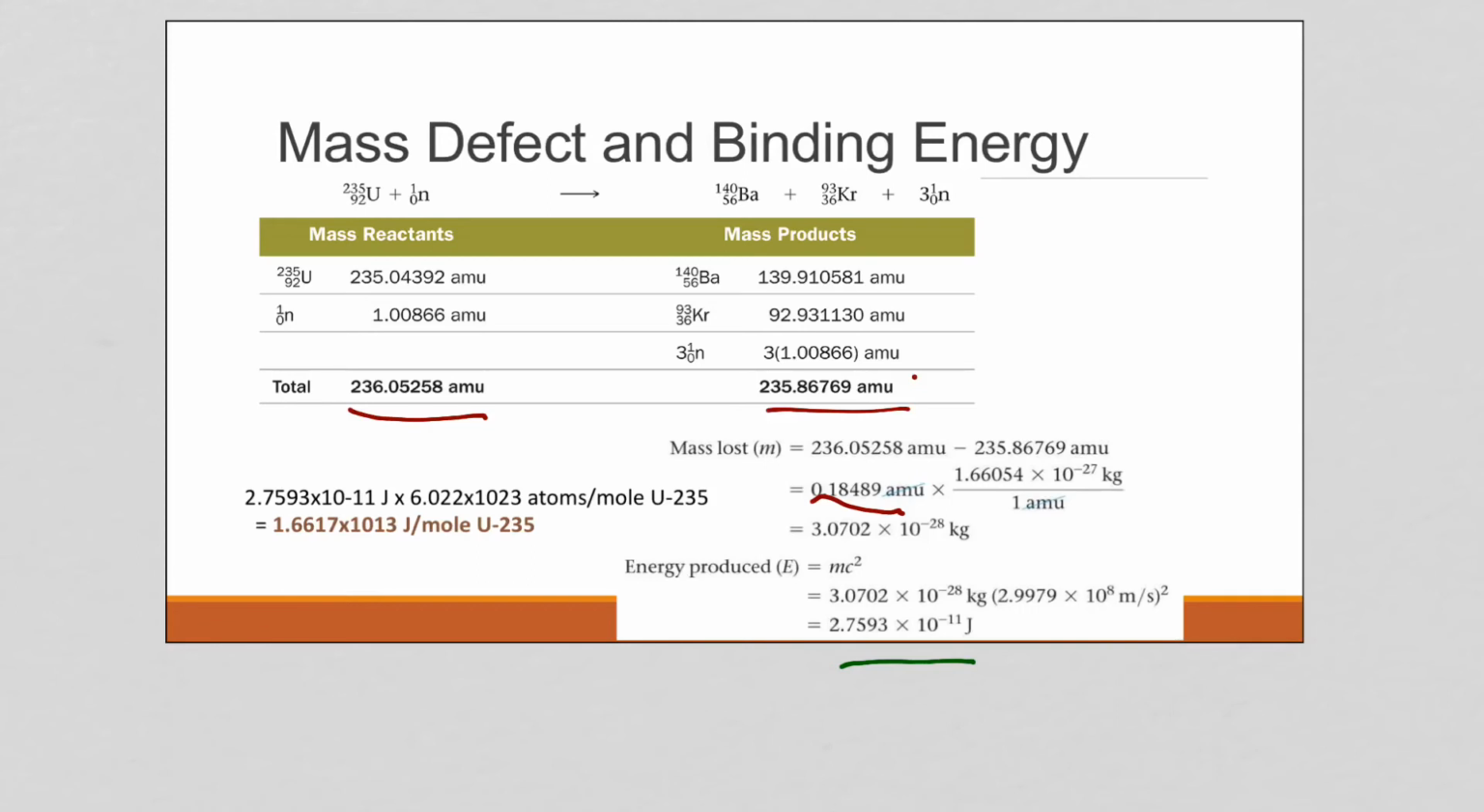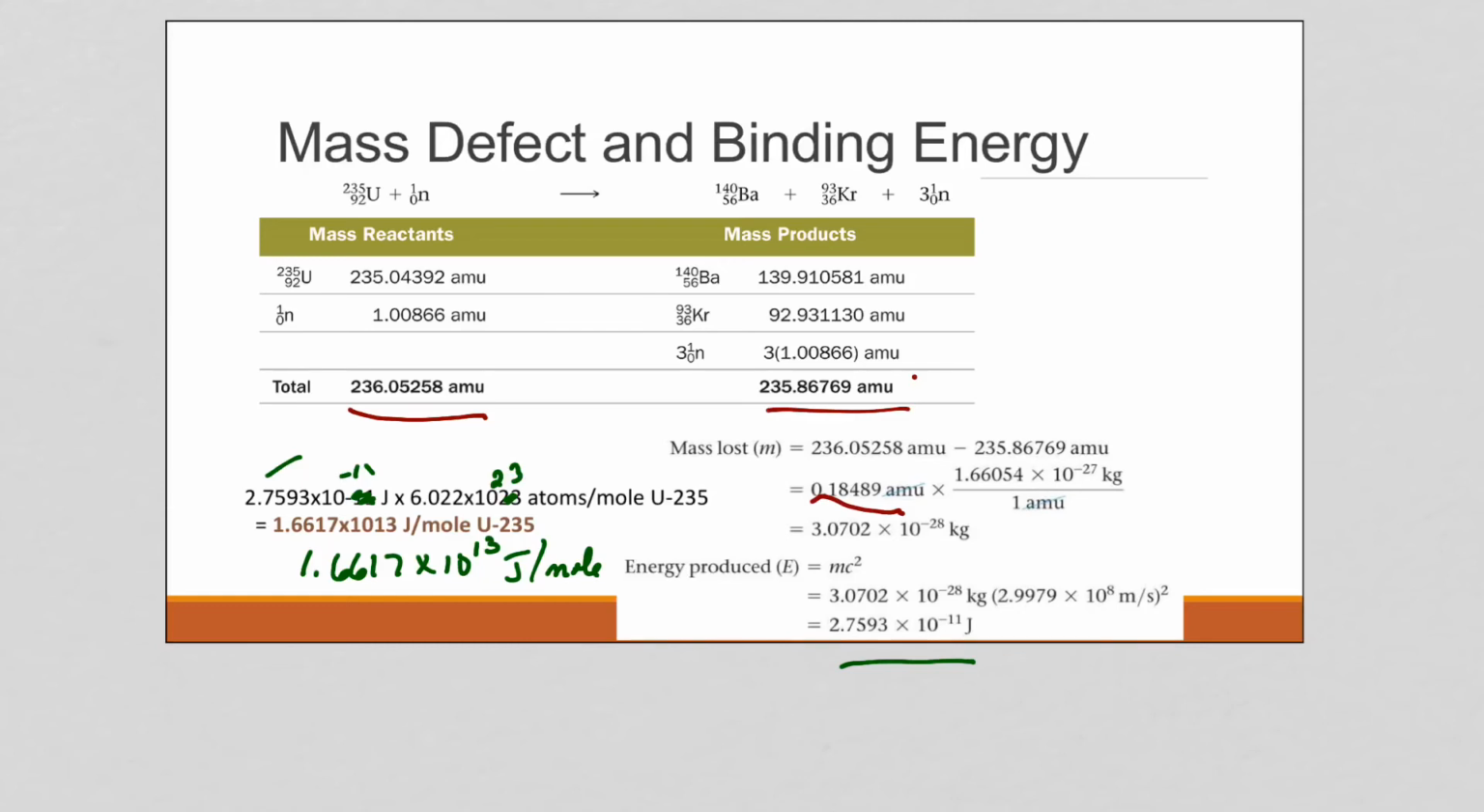So if I take that amount of energy and multiply it by a mole, 6.022 times 10 to the 23rd, then we start to see the staggering amount of energy, right? 1.6617 times 10 to the 13th joules per mole.